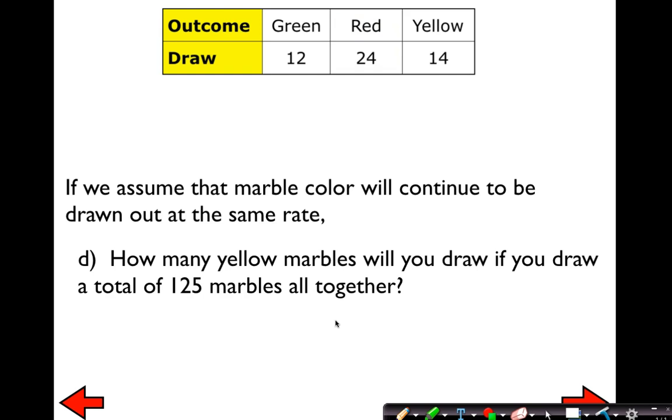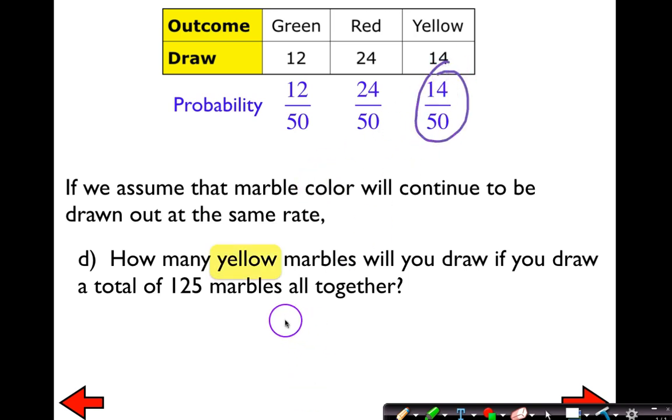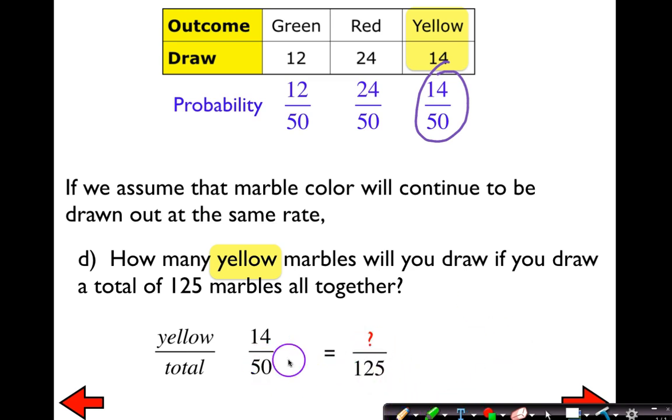Next, how many yellow marbles will you draw if you draw a total of 125 marbles altogether? Okay, so yellow, we have 14 out of 50. And now the total is going to be out of 125. What could I multiply 50 by to give me 125? So now you're going to notice this one's not as easy. I can't figure out 50 times what gives me 125.